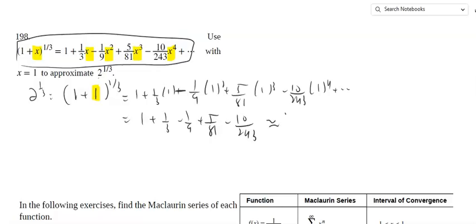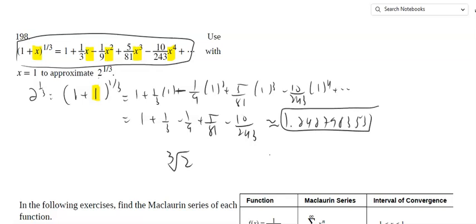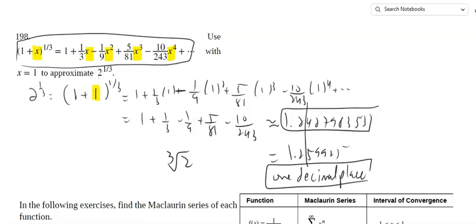And that is approximately 1.242798353. In reality, if I take the cube root of 2, that turns out to be 1.259925, so this is accurate to 1 decimal place. And the reason for that, because cube roots are slow growing.